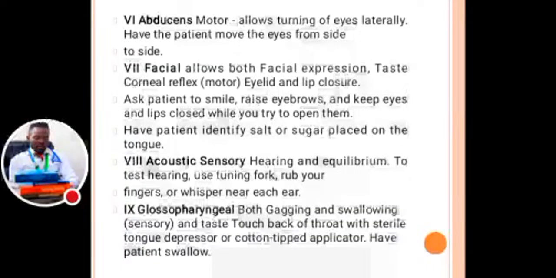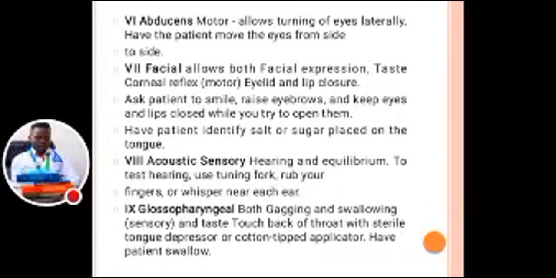In here, you need to ask your patient to smile, raise the eyebrows, and keep the eyes as well as the lips closed while you try to open them. You also need to have a patient identify the salt or the sugar that is pressed on the tongue.